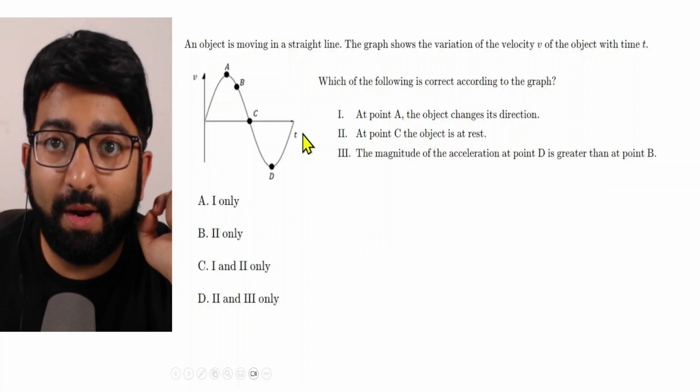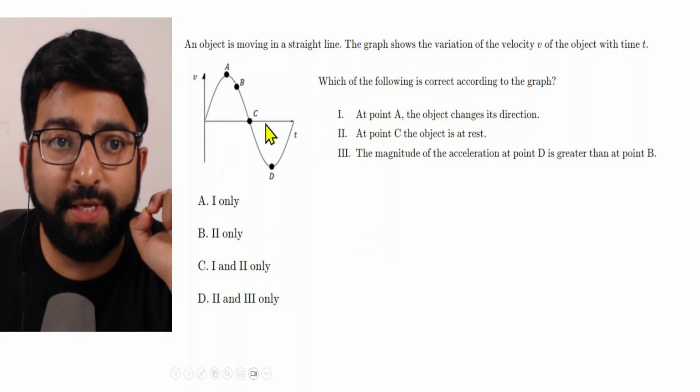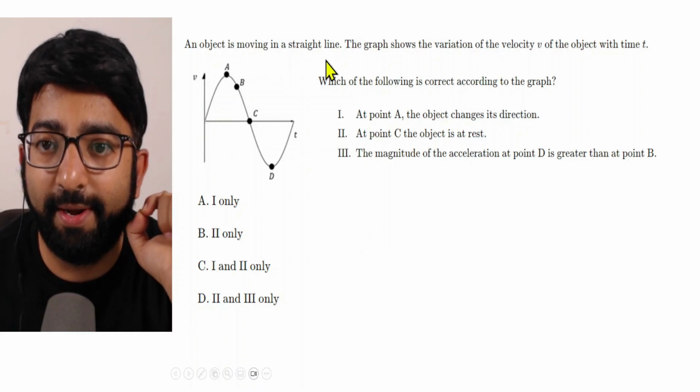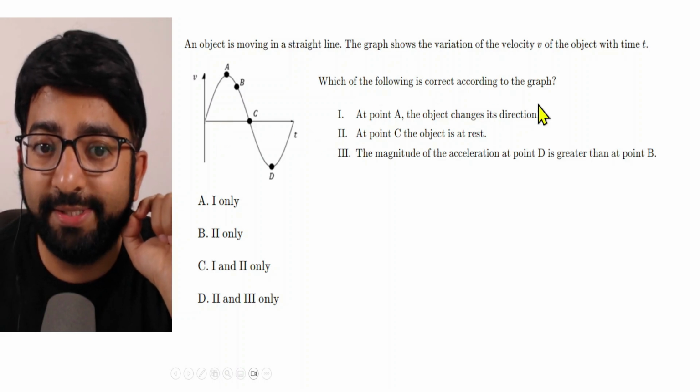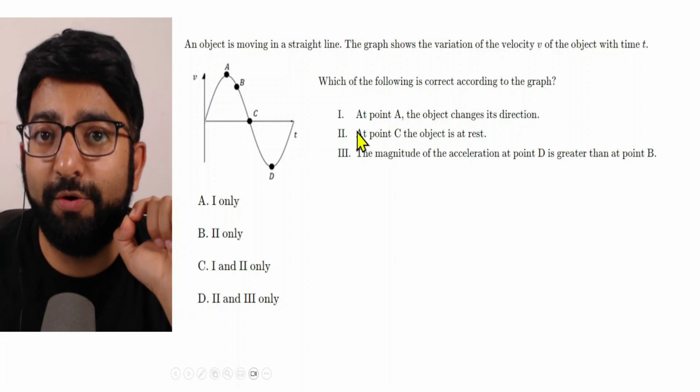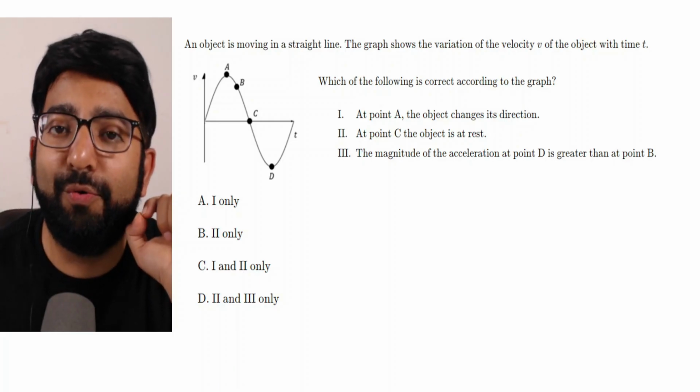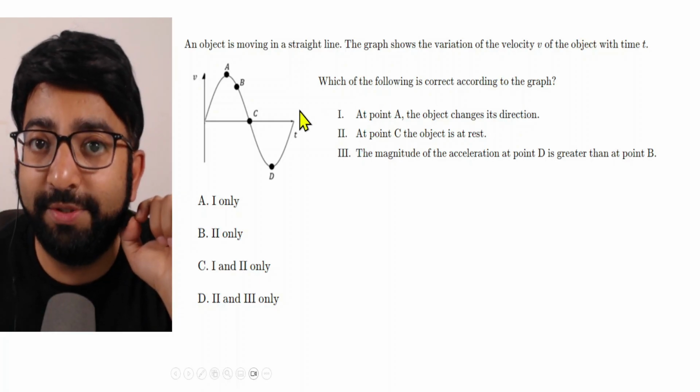In this question, a velocity time graph is given. An object is moving in a straight line. The graph shows the variation of velocity with time. Which of the following is correct? So try solving this question on your own. Pause the video and only then look at the solution. So how do we approach such questions?